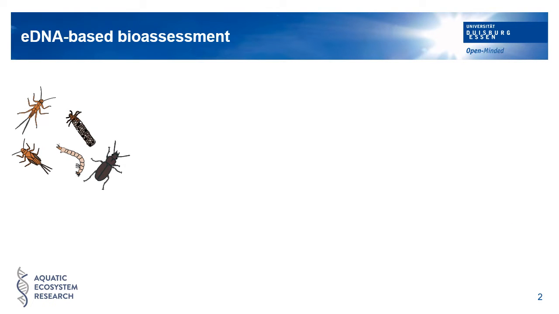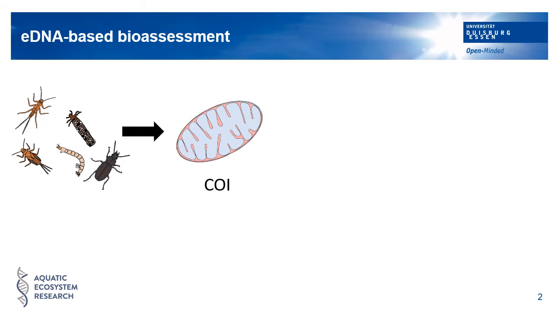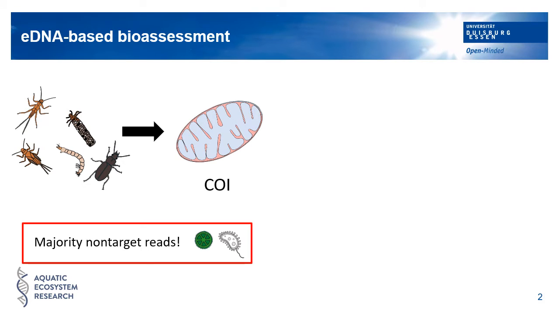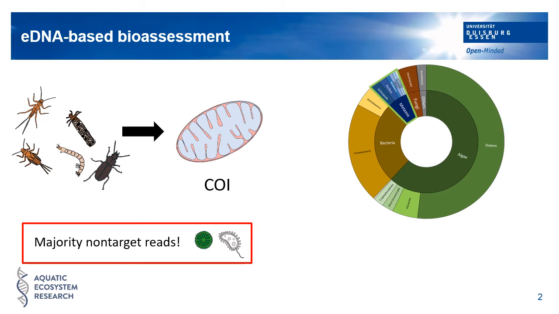eDNA-based bioassessment for benthic invertebrates typically uses the mitochondrial cytochrome oxidase 1 gene region for metabarcoding, but due to the codon degeneracy of the CO1 region, the target reads are watered down, making the majority of reads non-target. Therefore, when using universal CO1 primers like BF2 and BR2 that were used in our study, the percentage of target reads is less than 10%.